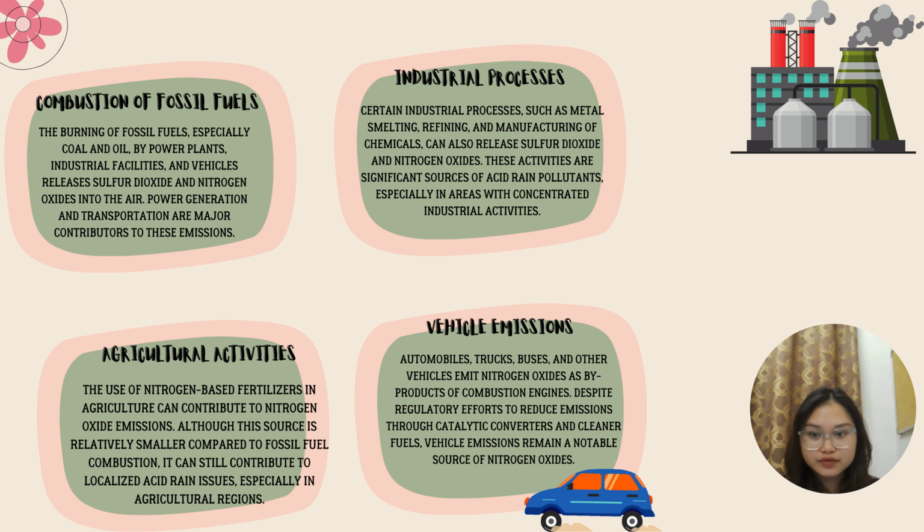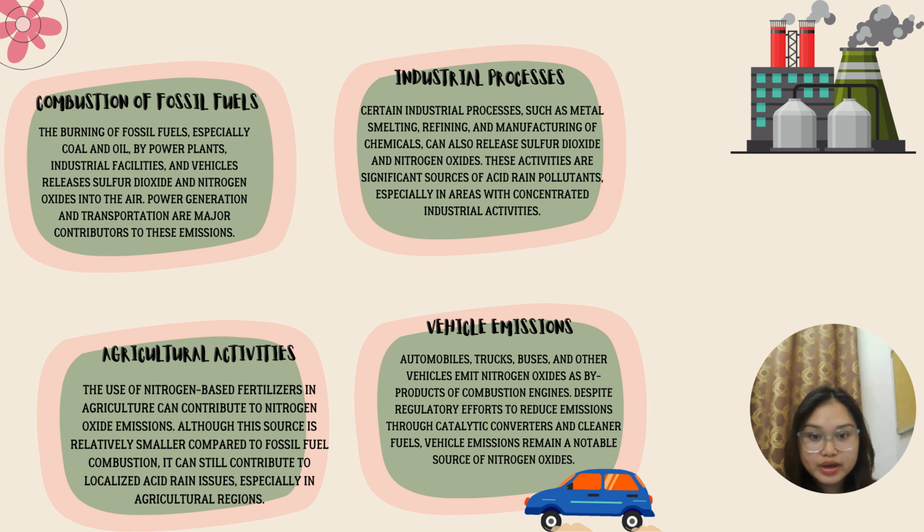Next is agricultural activities. The use of nitrogen-based fertilizer in agriculture can contribute to nitrogen oxide emission. Although this source is relatively smaller compared to fossil fuel combustion, it can still contribute to localized acid rain issues, especially in agriculture. The third one is industrial processes. Certain industrial processes, such as metal smelting, refining, and manufacturing of chemicals, can also release sulfur dioxide and nitrogen oxide.